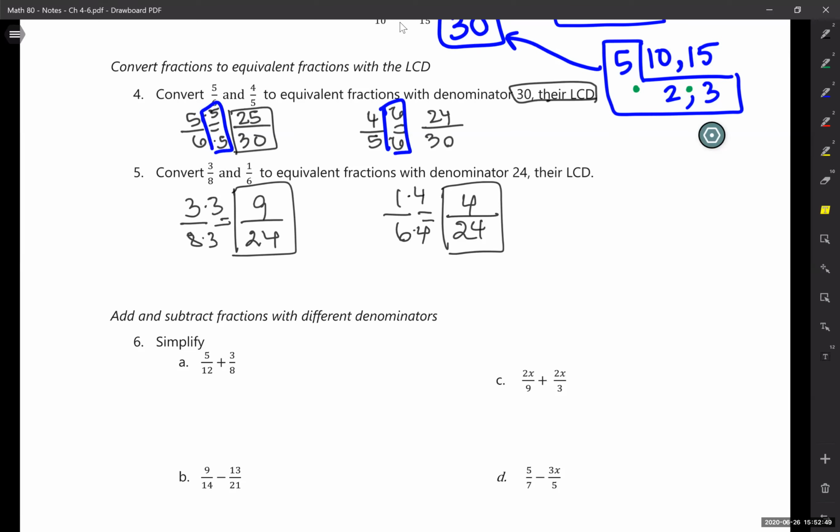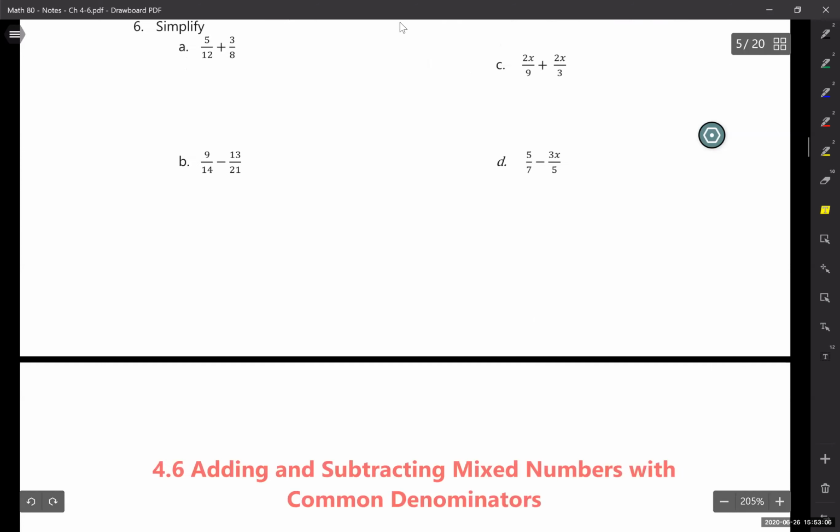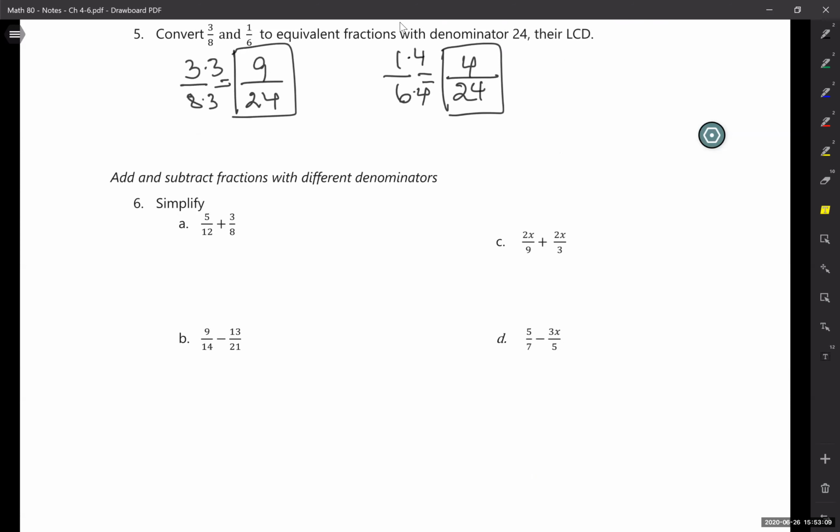Okay, so we have all the tools, and I will do this first one with the LCD just to remind you how it's done. But then I will start using a different method as we go through this, just to give you something different to try. We only have a couple here. Okay, so this first problem, we have to put everything together that we just talked about.